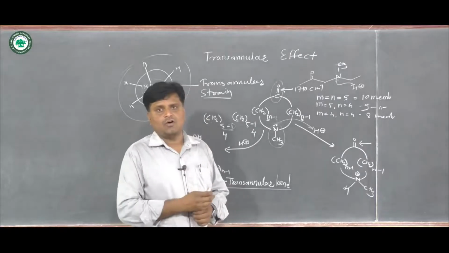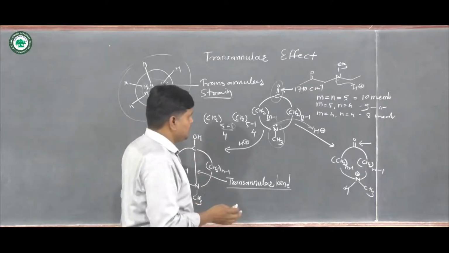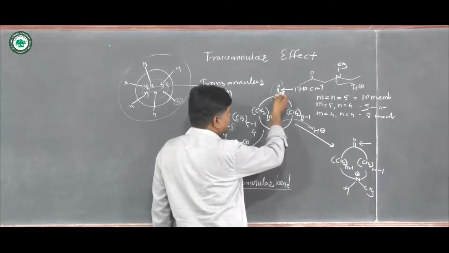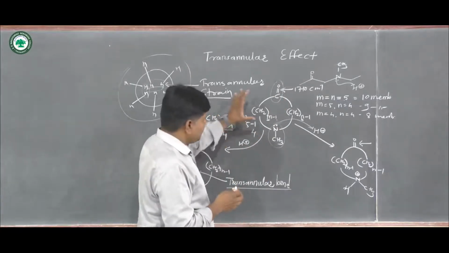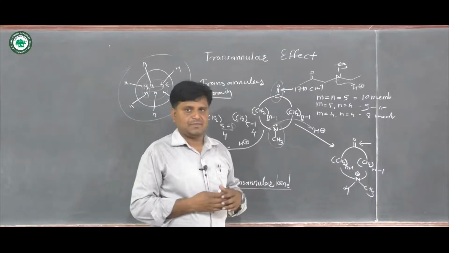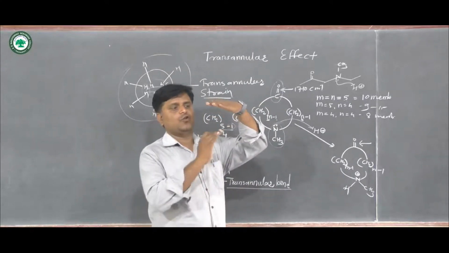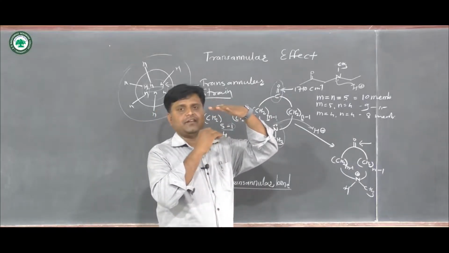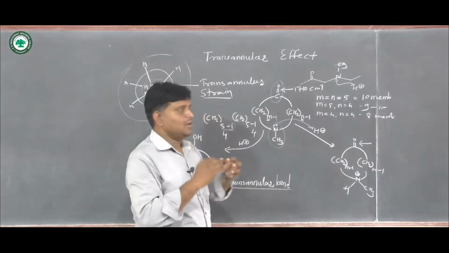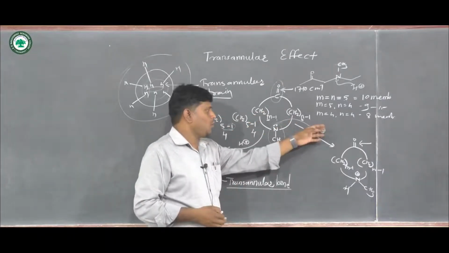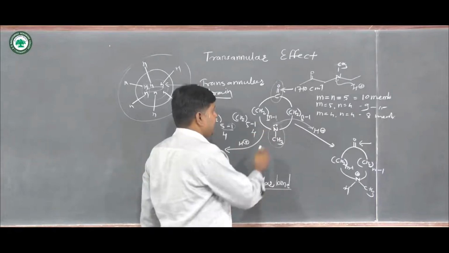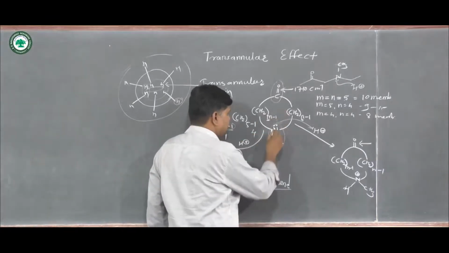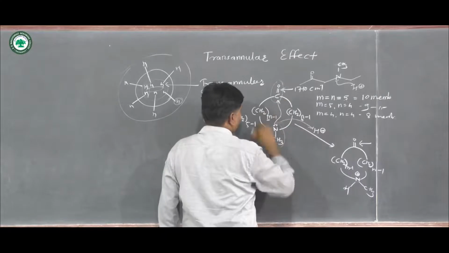abstract the proton. Why? Because the lone pair and the carbonyl carbon, which is also electrophilic in nature, are very close to each other. This carbonyl group and the lone pair of the nitrogen are very close, so instead of abstracting this proton, the nitrogen lone pair can easily attack the carbonyl carbon, and the attack is somewhat like this.